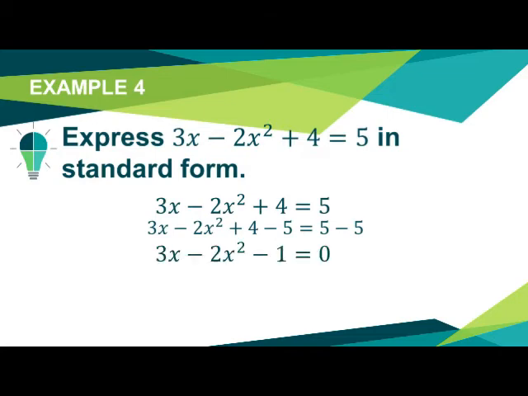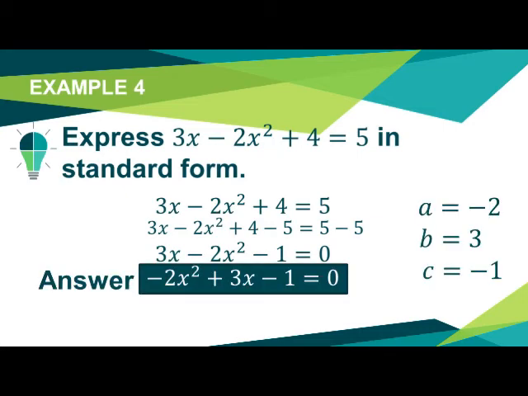Next is 3x minus 2x squared minus 1 is equal to 0. We will arrange this into descending order. So it will become negative 2x squared plus 3x minus 1 is equal to 0. So this will be the final answer. Negative 2x squared plus 3x minus 1 is equal to 0, where a is equal to negative 2, b is equal to 3, and c is equal to negative 1.